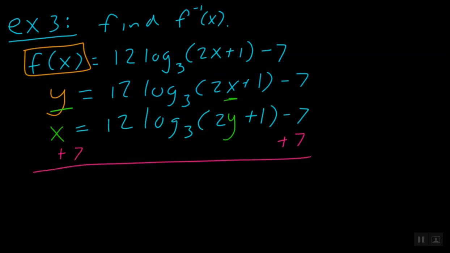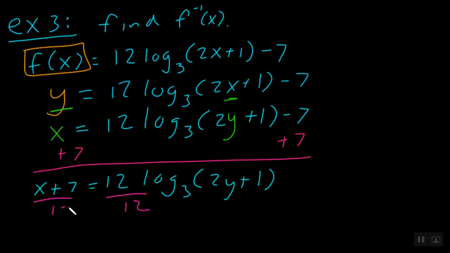And at this point, we now have x plus 7 is equal to 12 log base 3 of 2y plus 1. And now we can actually get rid of that 12 by dividing both sides by 12. And that cancels away. Now here, I'm probably going to clean this up, so what I want you to do is pause this and finish taking your notes as I go ahead and make this a little bit nicer and neater.